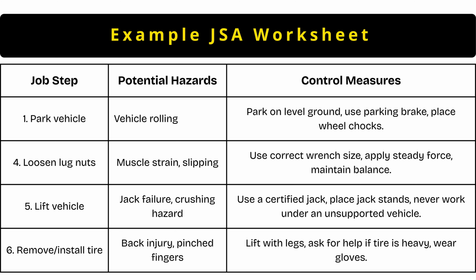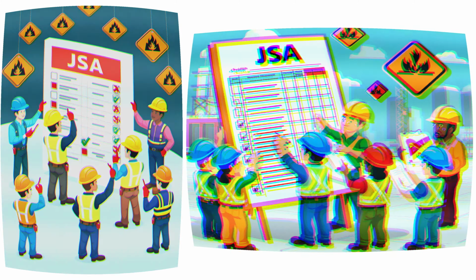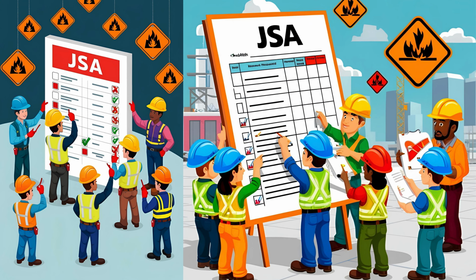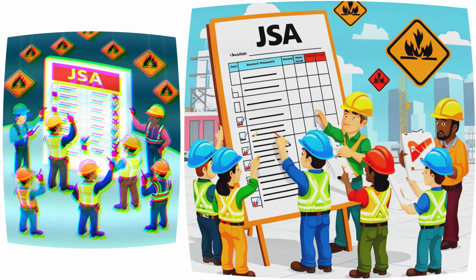Let's apply this to our example. Changing a flat tire. We've broken it into steps, identified risks like vehicle rollaway or jack failure, and added controls like using wheel chocks and proper lifting techniques. Simple, right? But these small steps can prevent serious injuries. And that's your complete guide to job safety analysis. By breaking down tasks, spotting risks, and adding controls, you're not just complying with rules, you're saving lives.